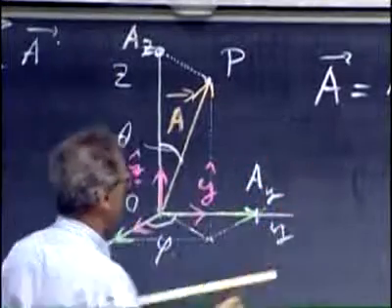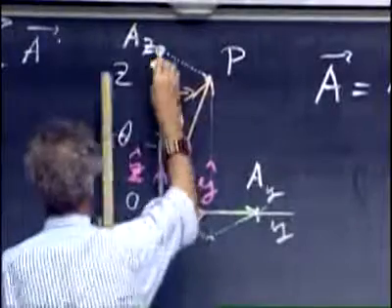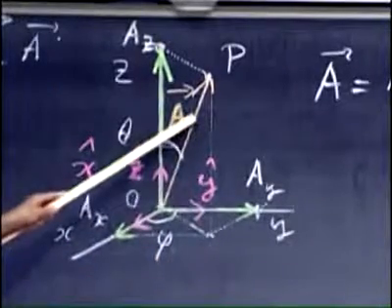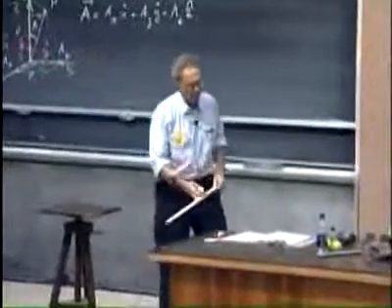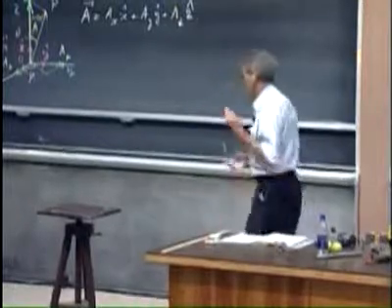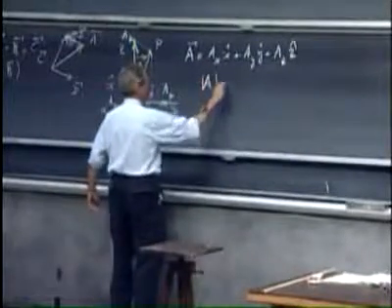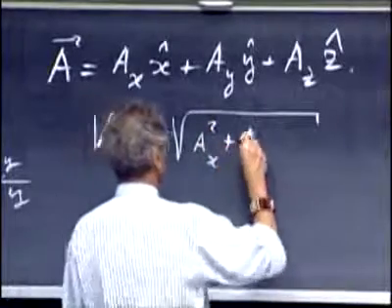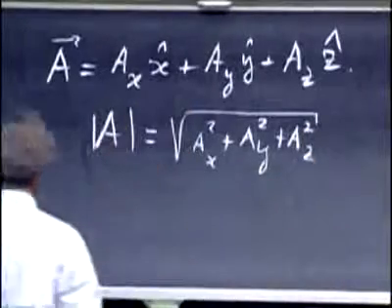A of y times y roof is this one. And A of z times z roof is this one. And so the three green vectors added together are exactly identical to the vector OP. So we have decomposed one vector into three directions. And we will see that very often this is of great use in 801. The magnitude of the vector is the square root of A of x squared plus A of y squared plus A of z squared.